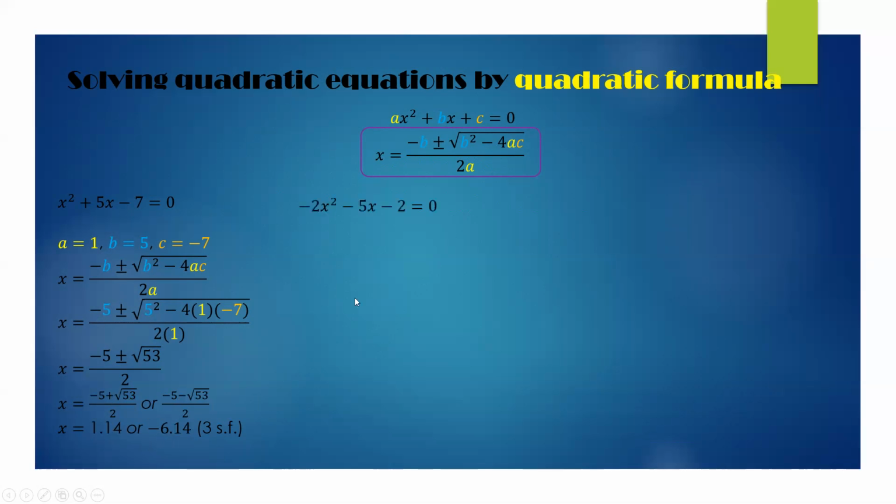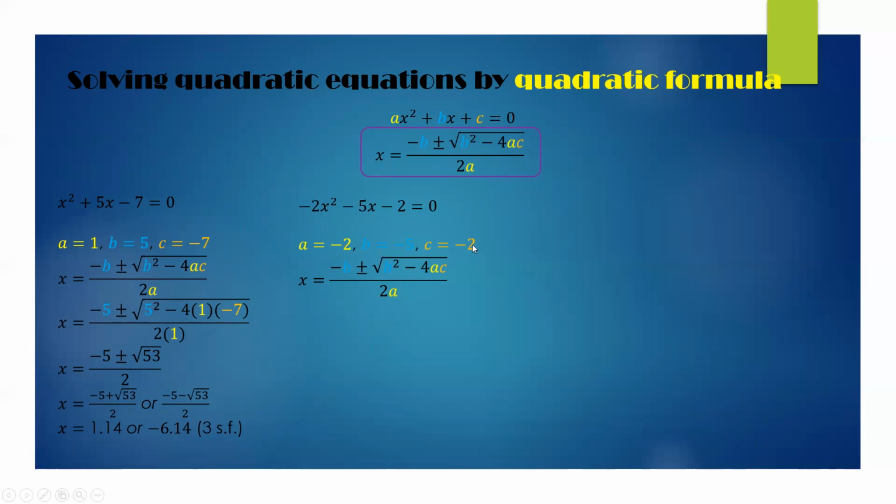Next, we try to see another example. You have negative 2x squared minus 5x minus 2 equals 0. As usual, we need to identify what is a, what is b, what is c. It's very easy. The coefficient of x squared will be a. The coefficient of x in this case will be minus 5. Don't just read 5, this is minus 5. And then this one will be minus 2.